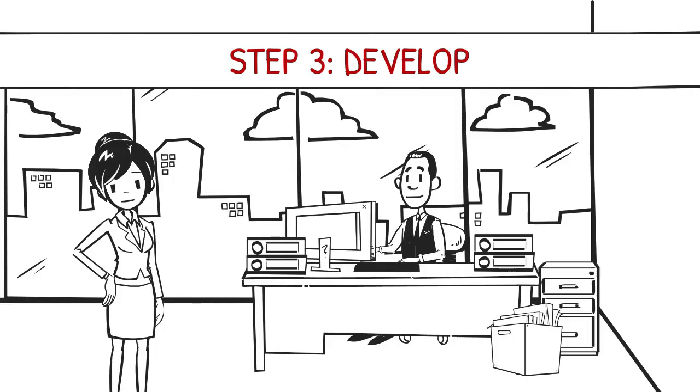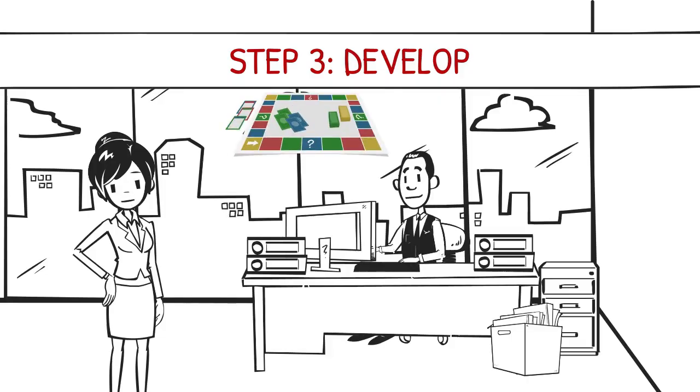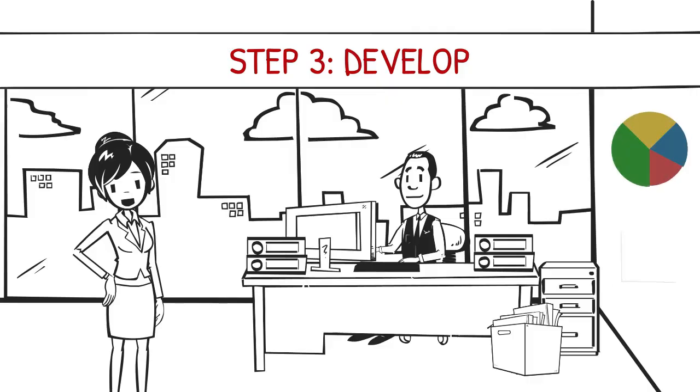Step 3, develop. In this step, you'll use your preferred software tool like Vyond or Articulate to build the e-learning course. Depending on your content, you may want to include games to engage the user or quizzes to check for understanding. You may want to include charts or graphs to portray important information. You'll also need to consider audio and video. Do you want to use voice actors or computer-generated voices for narration?